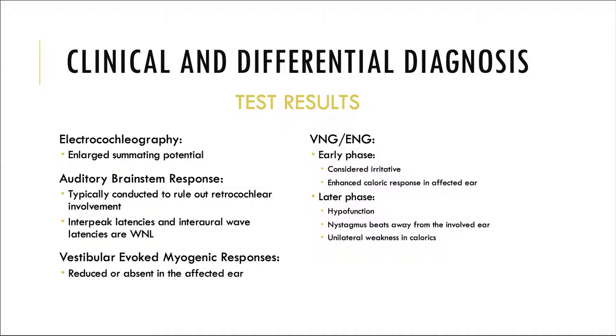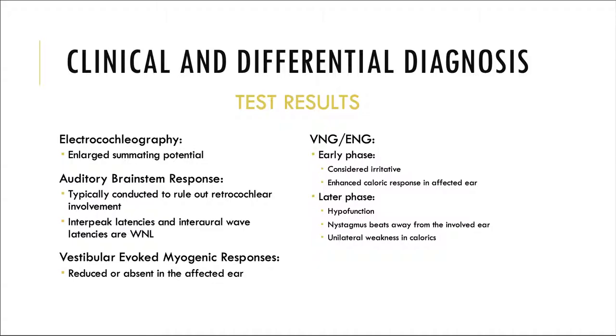You can also perform a VNG or ENG on these patients, and depending on whether they are in the early phases of Meniere's disease or later phases, you may get different results. In early phase Meniere's disease, it is considered an irritative lesion, meaning that the nystagmus beats towards the involved ear, and they may show an enhanced caloric response in the affected ear. Those with later phase Meniere's disease tend to show a hypofunction, as well as nystagmus that beats away from the involved ear, and a unilateral weakness with caloric testing.